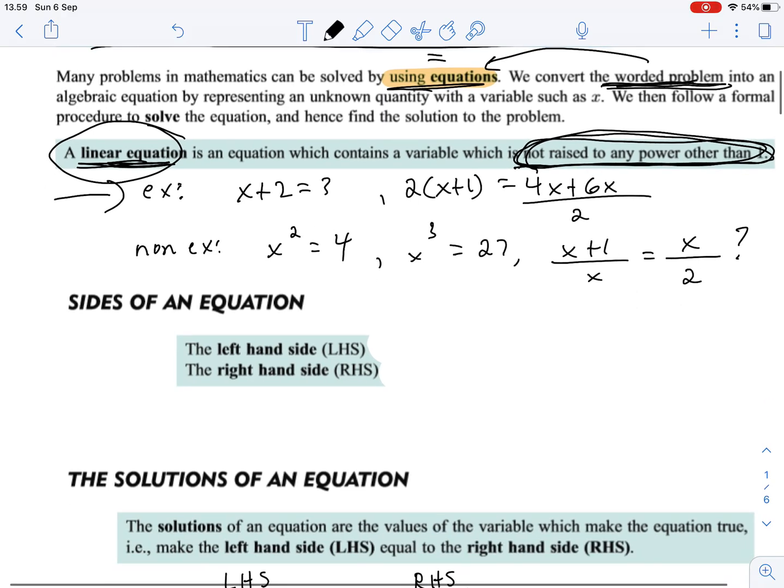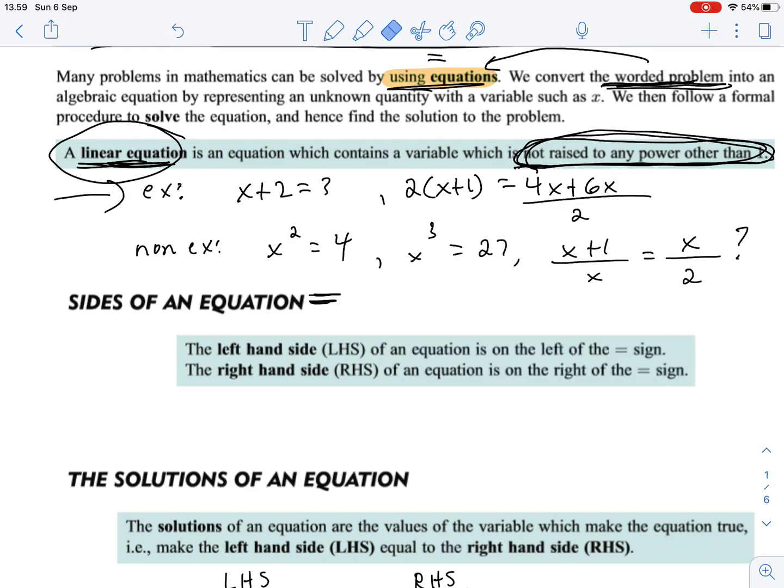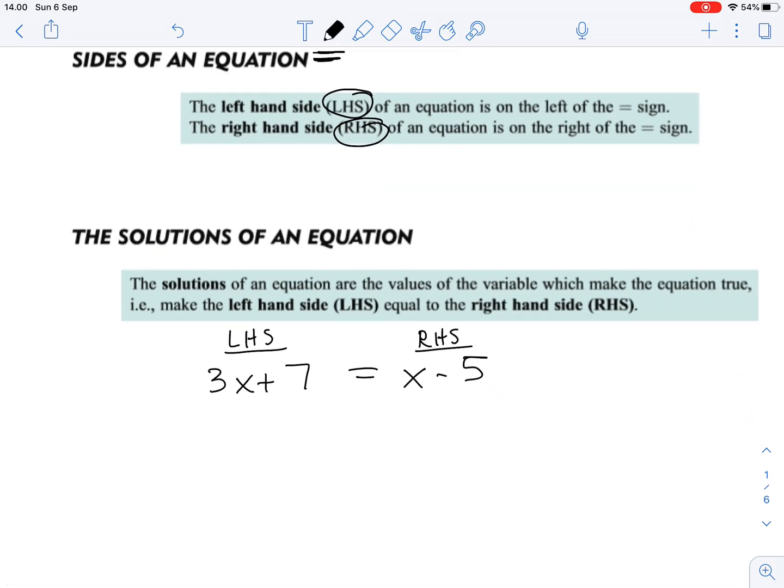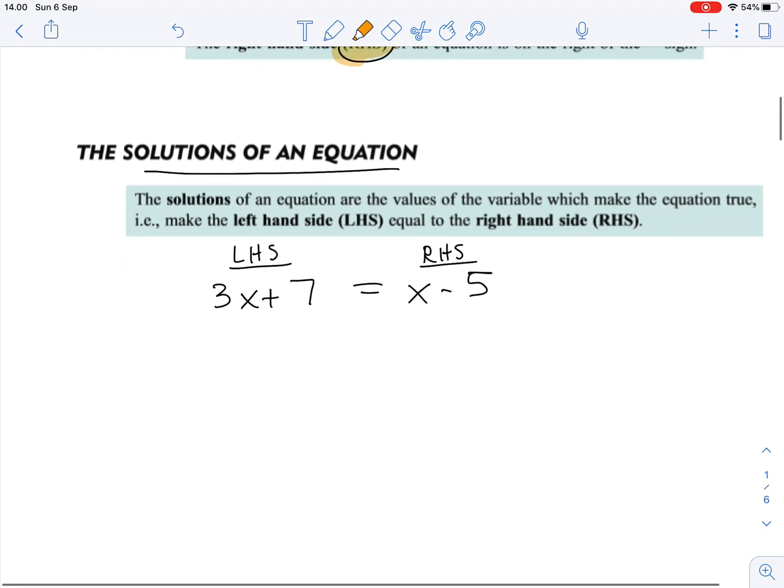To any equation, remember equation comes from the word equal, right? There's an equal sign. And on any equation, there's a left-hand side and a right-hand side. A lot of times we'll use LHS to refer to the left-hand side and RHS to refer to the right-hand side. And when we have an equation, if there's an unknown, it's going to satisfy the left and the right-hand side. So for instance, let's say that I have 3x plus 7 equals x minus 5.